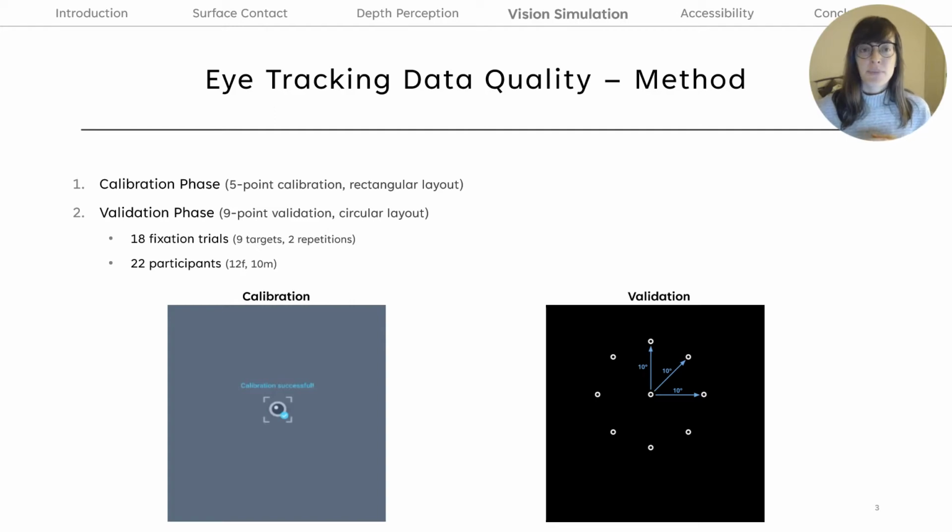Another difference is that we relied on user input to ensure that participants moved their gaze to a target before we started recording their data. Prior research has shown that this approach is more effective than fully automated approaches. And in total, 22 participants volunteered for this experiment.